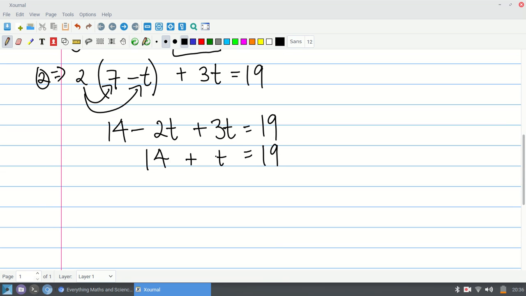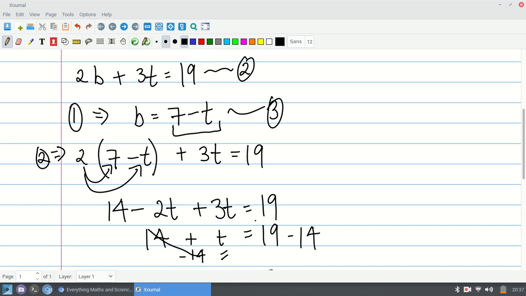Now I want to isolate for t. This 14 is bothering me. It's getting in the way, and this is a positive 14. So to undo that, I've got to take away 14 from both sides. If I take away 14 from the left, those guys cancel, and I'm just left with t. So I've isolated for t, and I get 19 minus 14, and I get 5. So there are 5 tricycles.